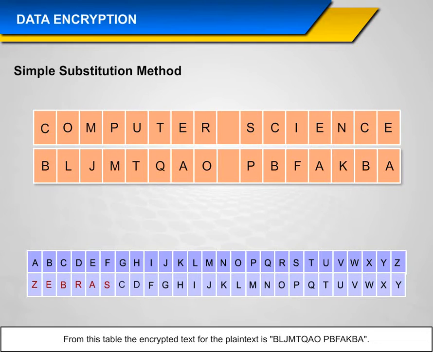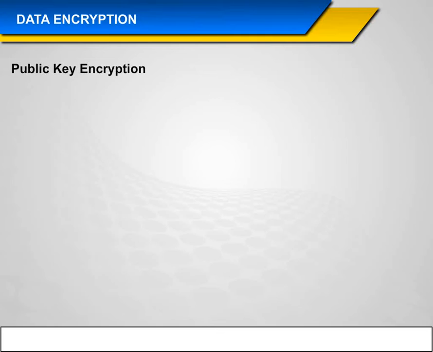From this table, the encrypted text for the plain text is BLJMTQAO PBFAKBA. Punctuation and blank space is omitted and the text is encrypted.